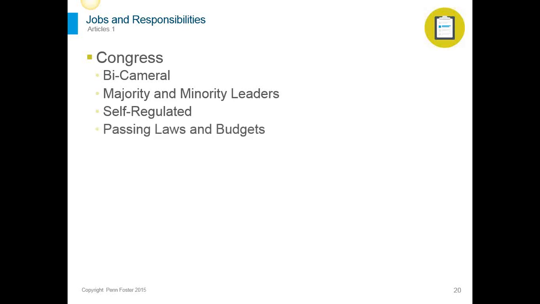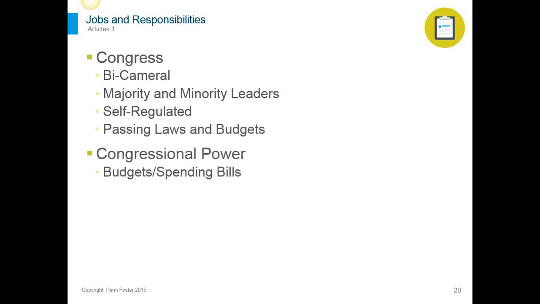Their main function is passing laws and budgets for the United States, for the government. Specifically, the congressional power comes along with budget bills and spending bills. So every year, a new bill that becomes law creates the budget of the United States. Our Congress is doing that actually currently, setting up exactly how much money is going to be spent on different parts of our federal government.